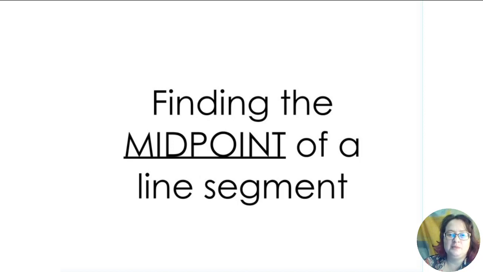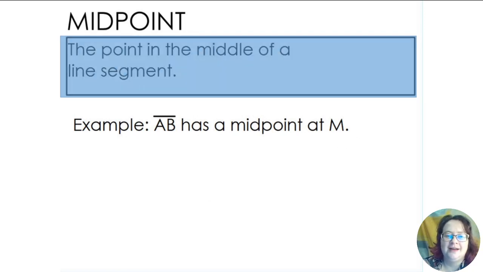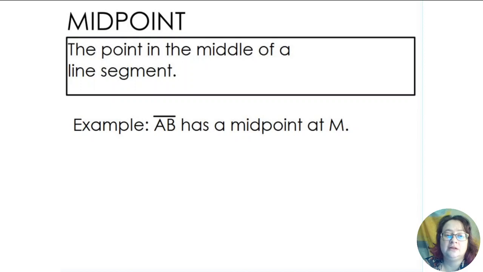Today we're going to find the midpoint of a line segment. First, let's talk about what midpoint means. A midpoint is the point in the middle of a line segment, so exactly at the halfway mark. If we have line segment AB, then the midpoint M would have to be exactly in the center of line segment AB.